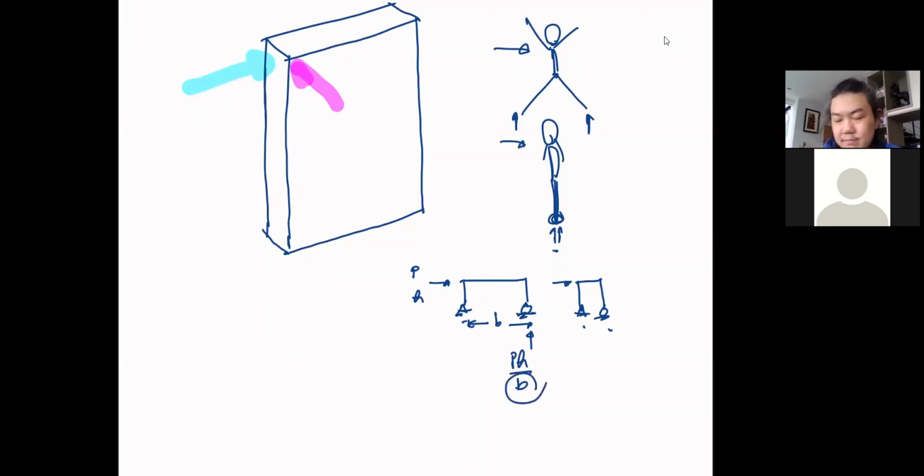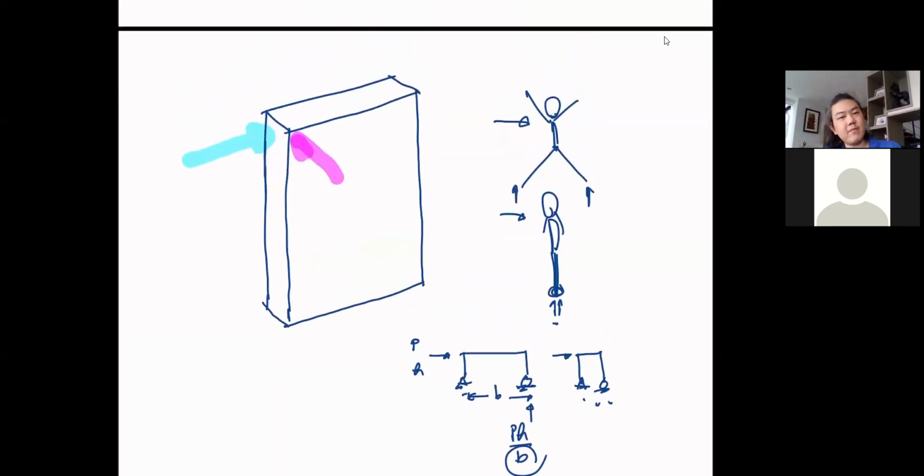So if B is big, your reaction is going to be small. If B is small like this, your reaction is going to be big. And the moment is going to be big as well. So what if you face a situation like this? What are you going to do to ease the pressure of the wind in this direction? Do you have any suggestion? What do you think?